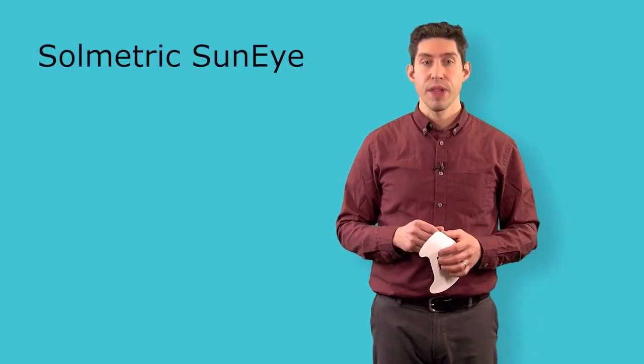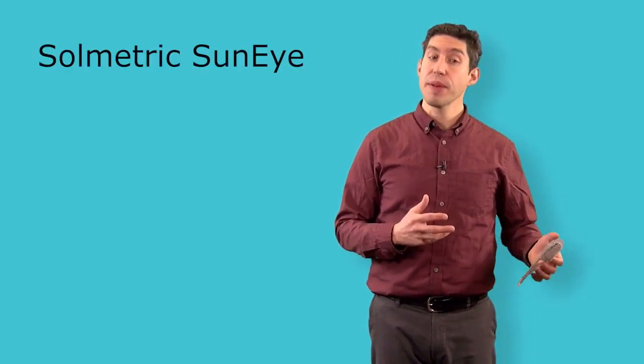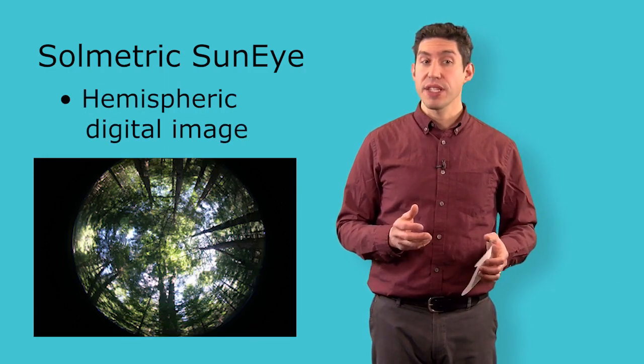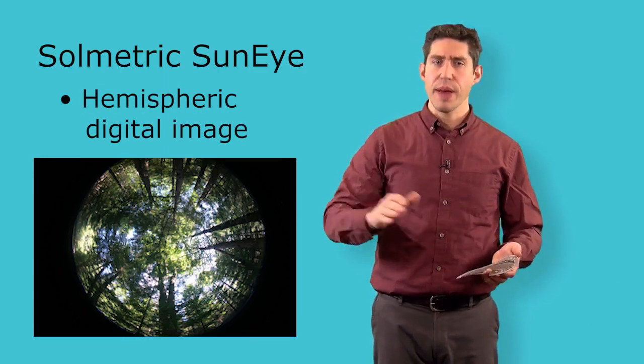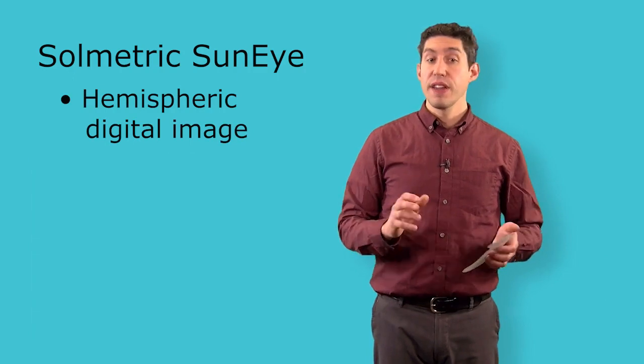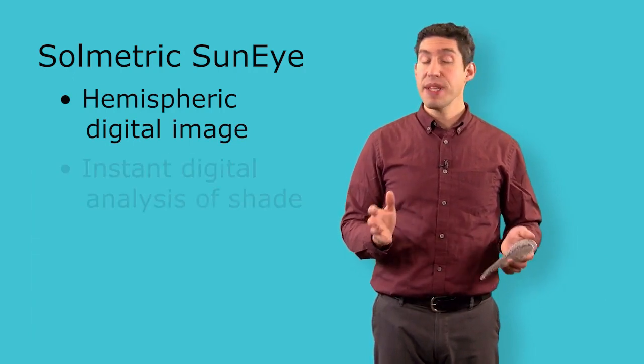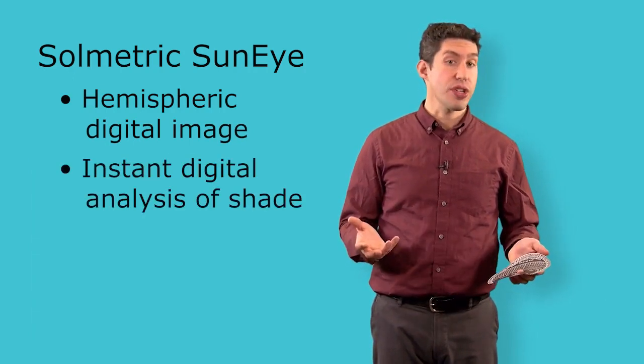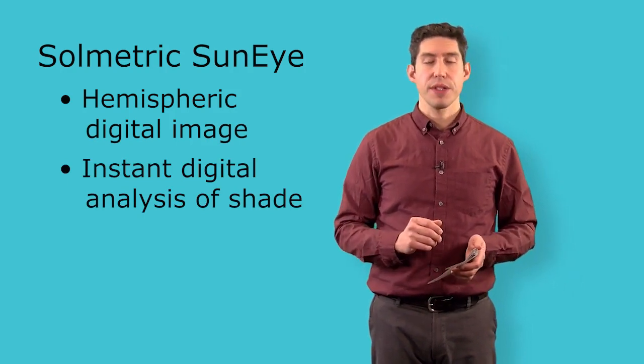If you're more advanced and doing a lot of solar designs, it may be advantageous to use an electronic tool such as the Solmetric Sun Eye. This electronic device takes a digital image of the sky using a fisheye lens to get that 180-degree hemispherical view. The advantage of the Sun Eye is that it will provide an immediate digital analysis of shading structures, but it does come with a cost.